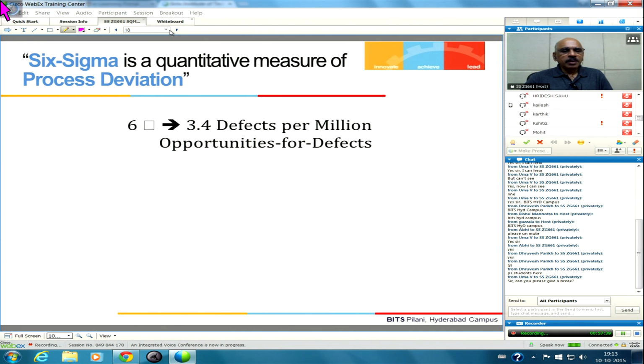The quantitative measure is 3.4 defects per million opportunities. So why did we arrive at this 3.4? Why not 6.5 or 10.2? It is a statistical nicety. If you are a mathematician, maybe we'll share some of it in our later slides. But for this moment, don't harp on why 3.4. It is almost as good as 0. 3.4 in a million is approximately equal to 0, that is 0% defects.